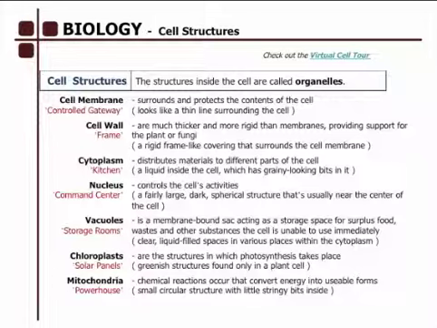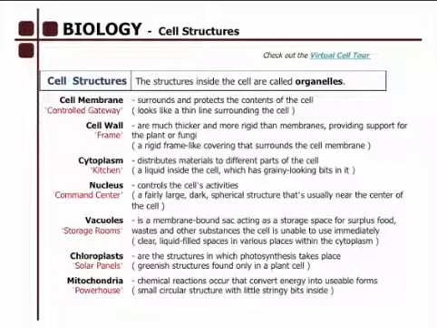We have vacuoles, which are like storage rooms. It is a membrane-bound sac acting like a storage space for surplus food, waste, and other substances that the cell is unable to use immediately. So there are clear, liquid-filled spaces in various places within the cytoplasm.